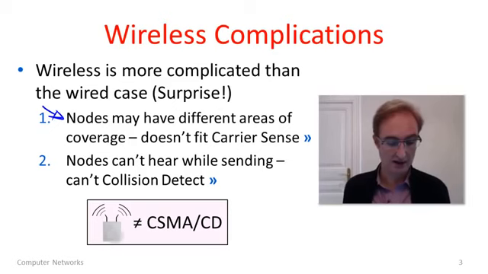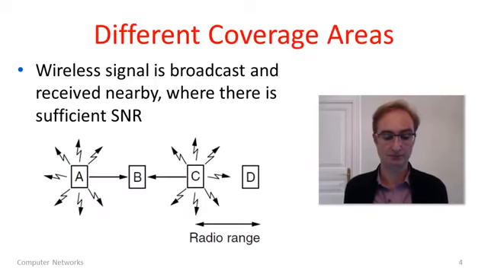The second complication is that nodes can't easily hear one another while sending. There can be enormous differences in the power level between a signal that's sent and received. The received one can be so much weaker that it's difficult to hear both signals at the same time, so it's difficult to detect collisions. So we'll have to come up with alternatives to that. The bottom line here, you can see in the figure at the bottom, is just to remind you that wireless 802.11 does not operate according to CSMA-CD. We have to improve it. So let's see how we do that.